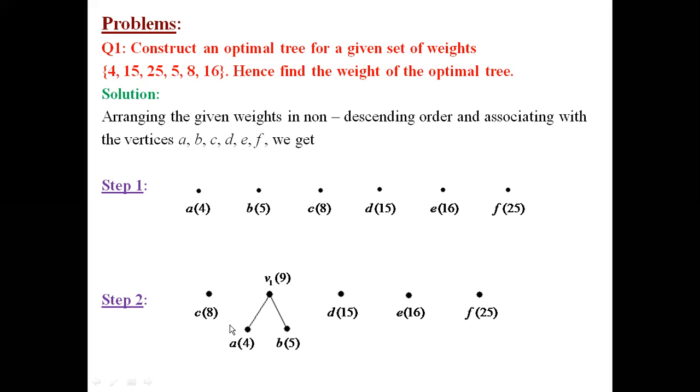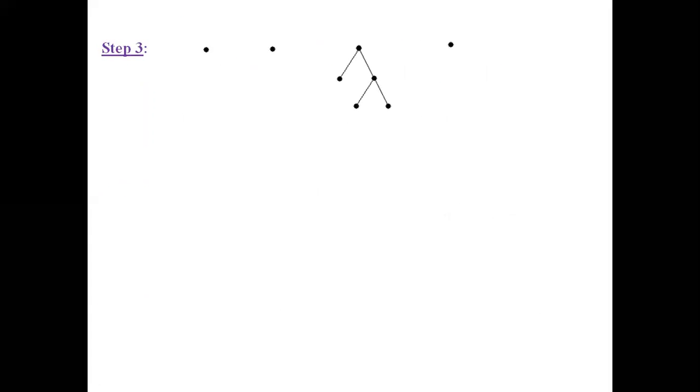In step 3, again we consider the minimum of the two weights. Now the minimum of the two weights is 8 and 9. That is C and V1 carries the minimum weights. So 8 plus 9 gives us 17. So the new vertex V2 has children C and V1. The left child will be C, right child will be V1. And that new vertex will be placed after E because it has the weight 17. 15, 16 weights will be kept as it is. Then followed by the new vertex V2 with the weight 17. Then the undisturbed vertex, that is F, as it is.